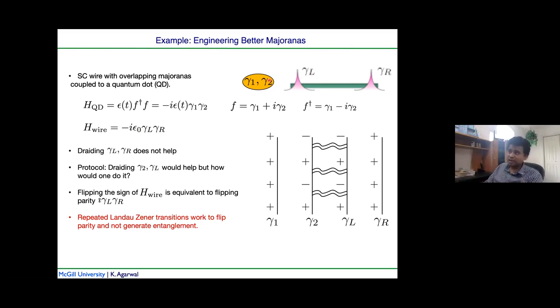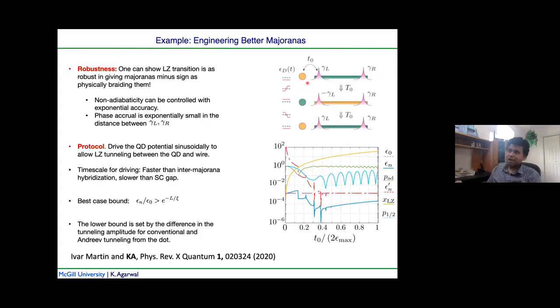And so to do that, the simplest thing is to just vary the potential on the quantum dot and make Landau-Zener tunneling of an electron happen back and forth between the quantum dot and the wire. That, of course, will change the parity of the wire repeatedly and achieve the objective goal. So now, of course, you naturally ask, well, is this Landau-Zener transition as robust as physically double braiding Majoranas, giving minus signs and so on? And the answer, luckily, turns out to be yes.